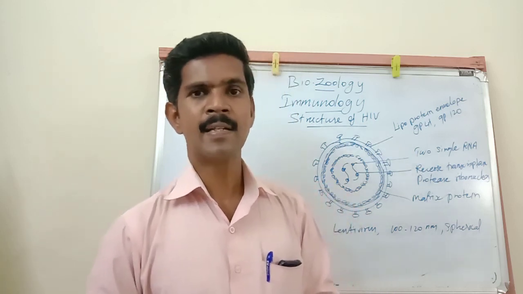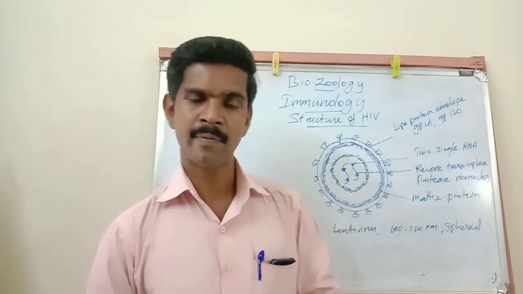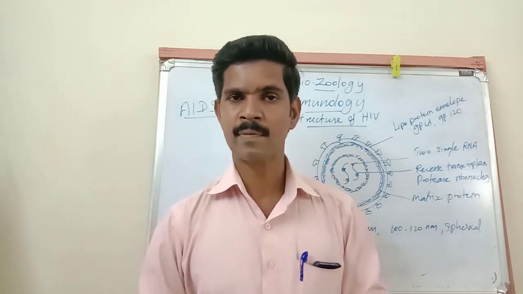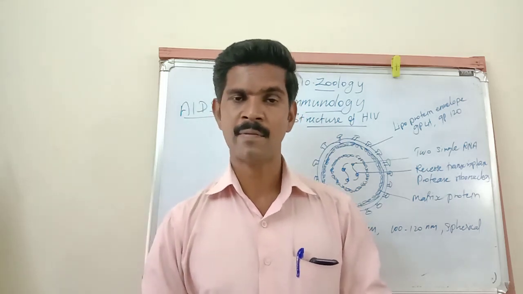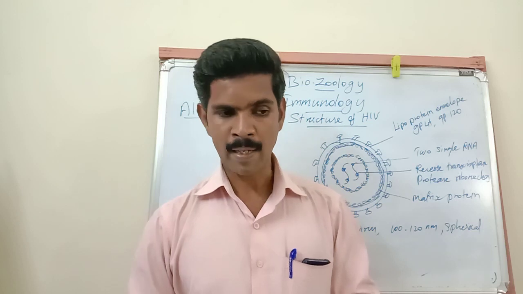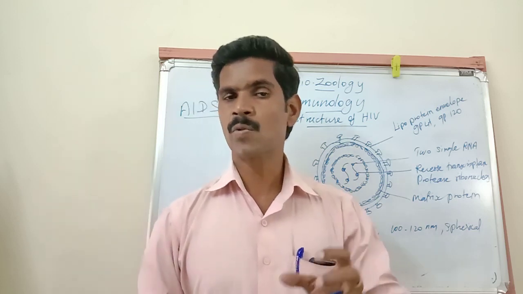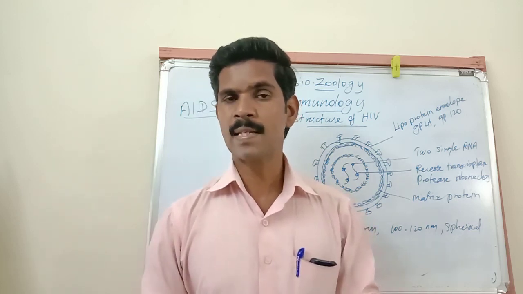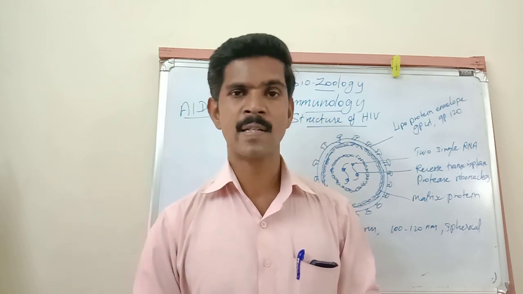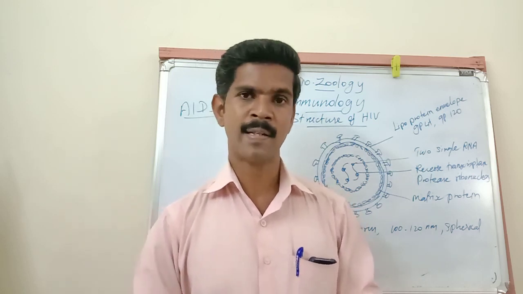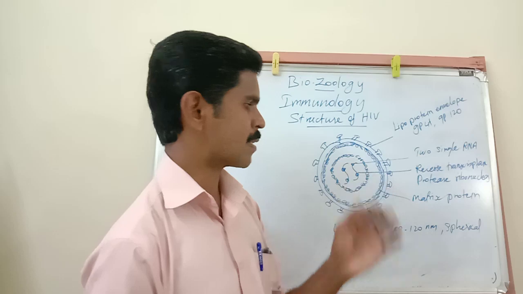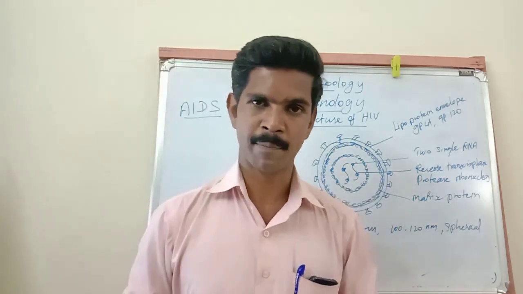This HIV virus belongs to a genus called lentivirus. When we look at this HIV virus through the electron microscope, we can see a spherical shaped structure. So the shape of this HIV virus is spherical.